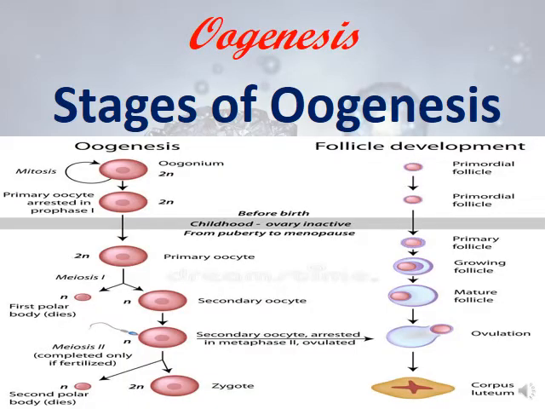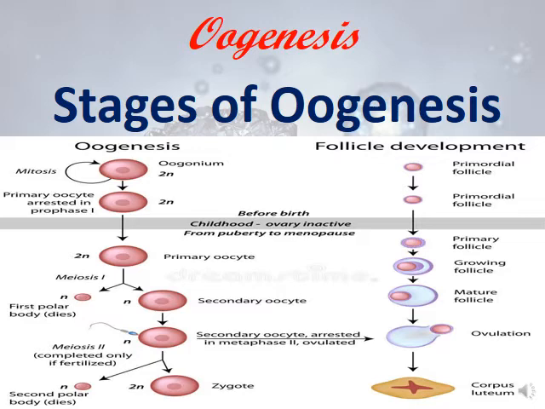Stages of oogenesis: we have different stages. First we have the oogonium, the mother cell 2N. It gives rise to the primary oocyte that is arrested in prophase 1. We're going to talk about this in detail. All of this happens before birth, and in childhood they are inactive. From puberty to menopause, the primary oocyte undergoes meiosis 1 to give a secondary oocyte and the first polar body that dies. Then the secondary oocyte, arrested in metaphase 2, undergoes ovulation, and we have the completion of meiosis 2 only if fertilization occurs, to give the zygote and the second polar body.